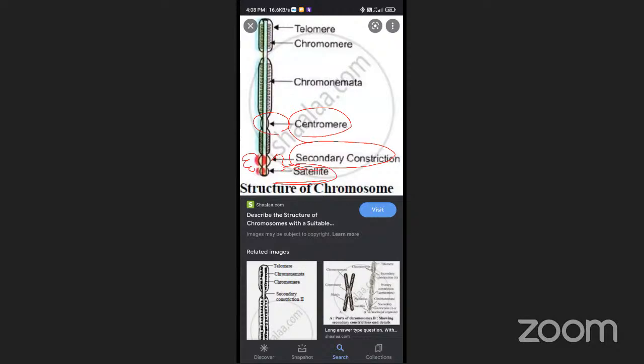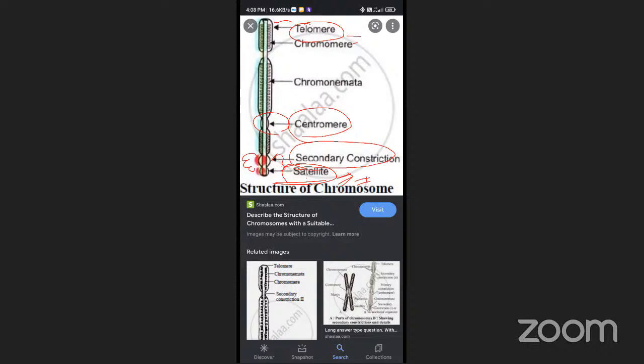The telomere's function is to prevent one chromosome from attaching to another chromosome. The function of the satellite portion is unknown so far. So this is the morphological structure of chromosome. Chromosome morphological structure is one question, and genome organization is also a question. In genome organization, you can explain the solenoid model and nucleosome model, with clear diagrams.